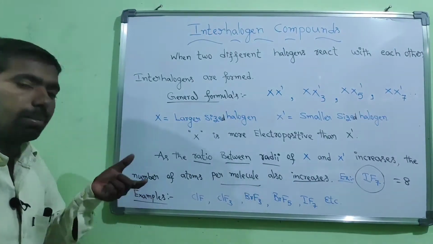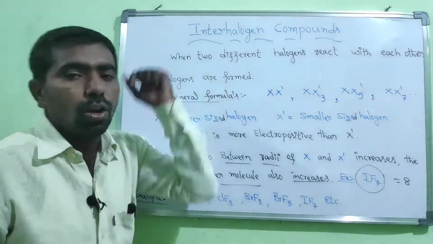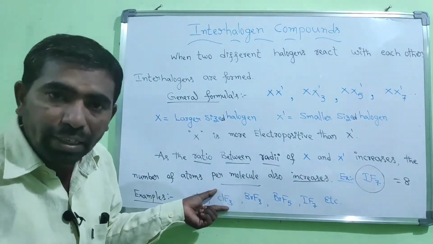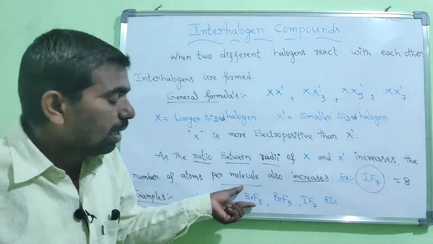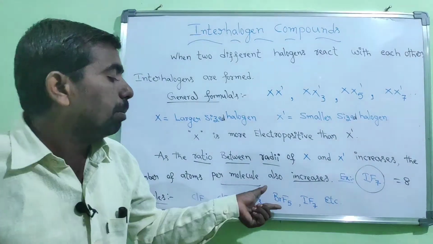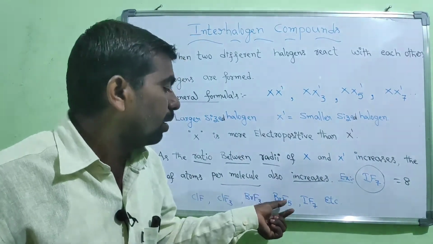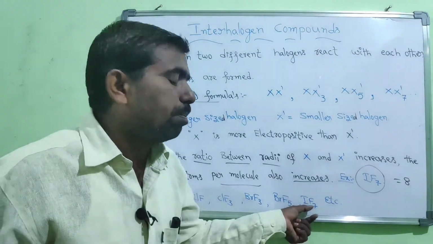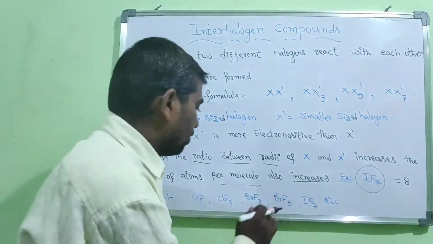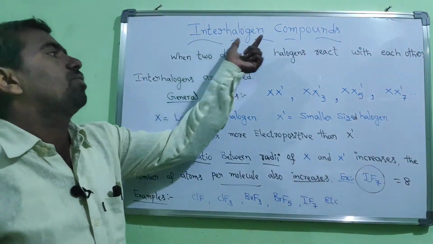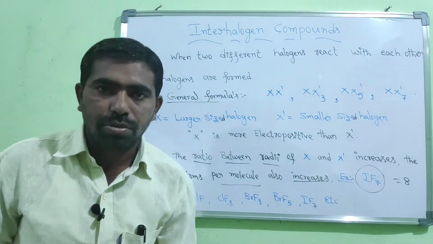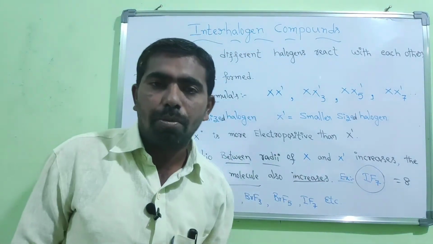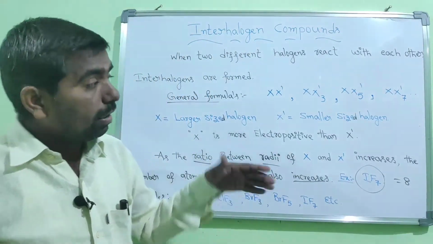Here are some examples of interhalogen compounds: ClF, chlorine fluoride; chlorine trifluoride ClF3; BrF3, bromine trifluoride; BrF5, bromine pentafluoride; IF7, iodine heptafluoride, etc. These are some of the examples of interhalogen compounds. Now we will discuss the preparation of interhalogen compounds and some of the properties and their structures.